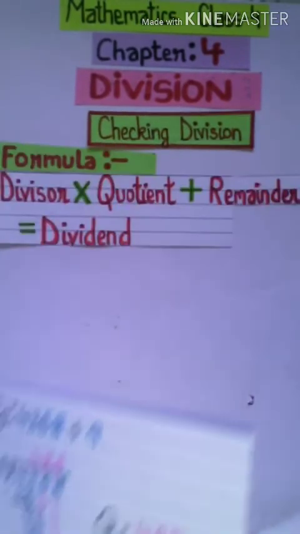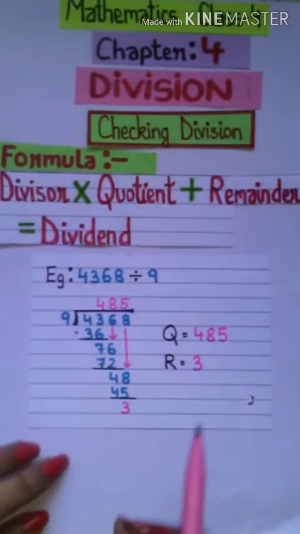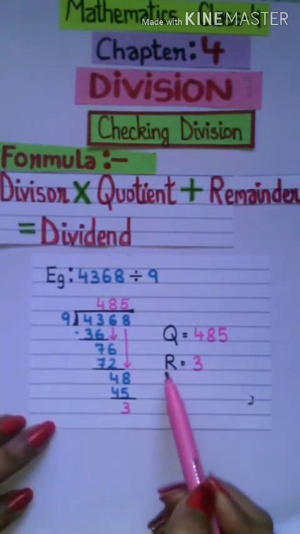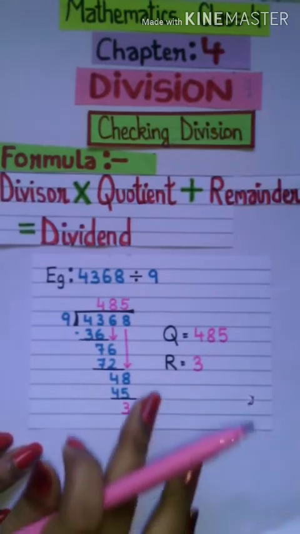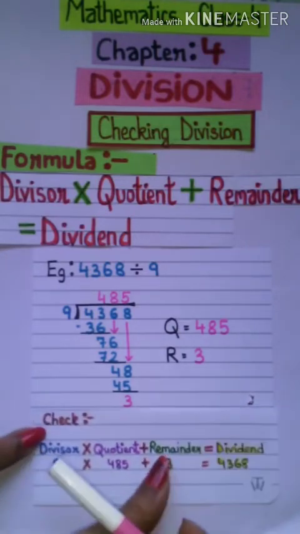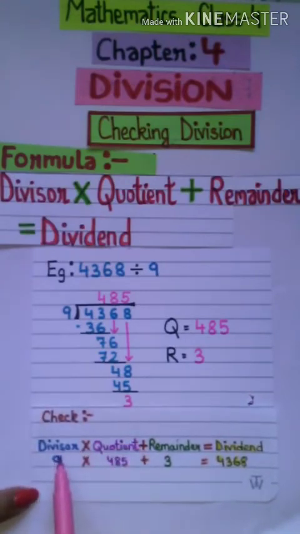Here you can see that I have done a simple division sum, and I have got the quotient as 485 and remainder as 3. So, to understand whether my sum is correct or not, I will use the formula and check whether my division is correct or not. So, to check, I will write the formula: divisor multiplied by quotient plus remainder is equal to dividend.